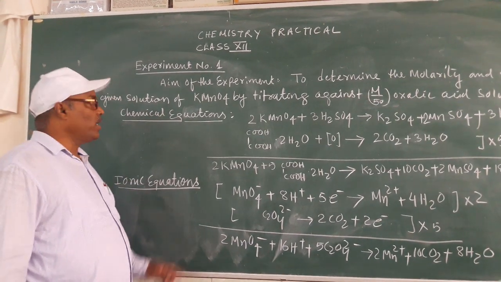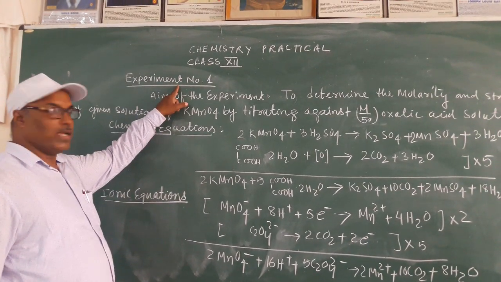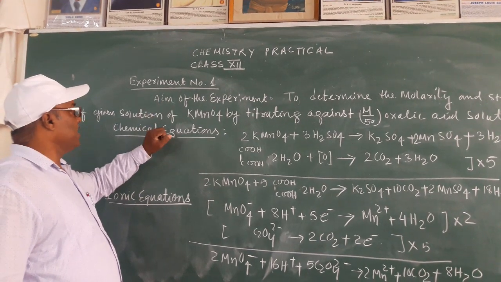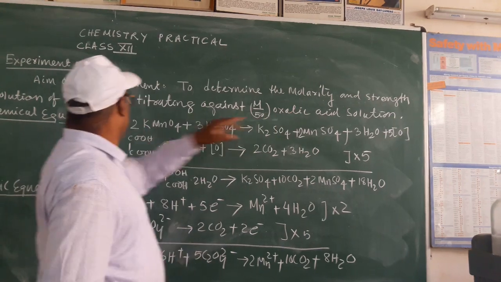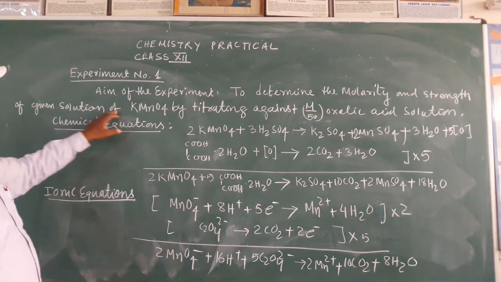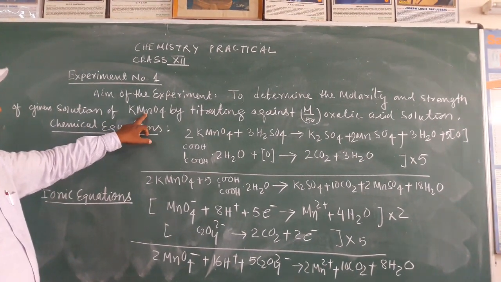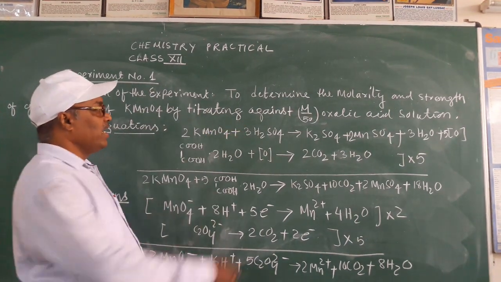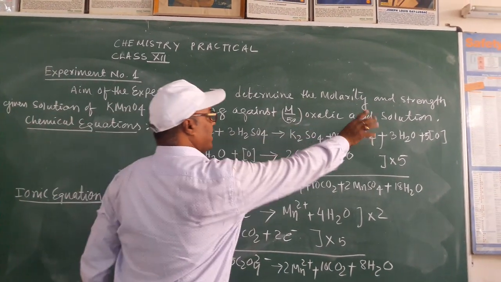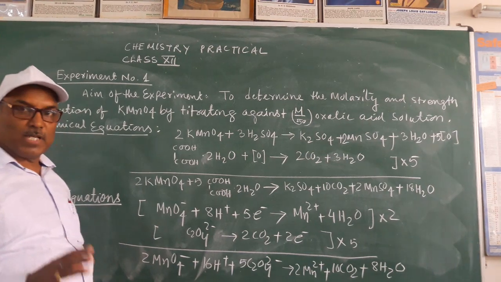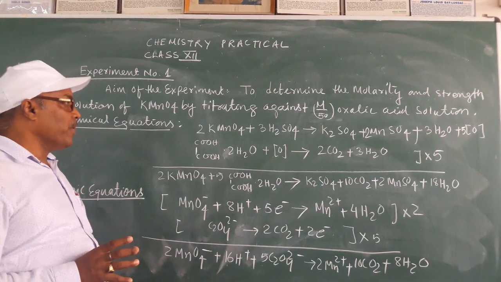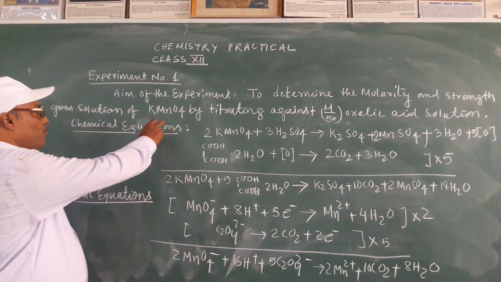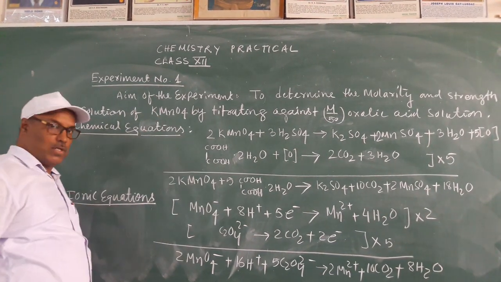In that category we have experiment number 1 here. Okay, the aim of the experiment is to determine the molarity and strength of the given solution of potassium permanganate by titrating against M/50 oxalic acid solution. Okay, you will be given M/50 oxalic acid solution. By using that solution, you have to determine the molarity and strength of KMnO4 solution.